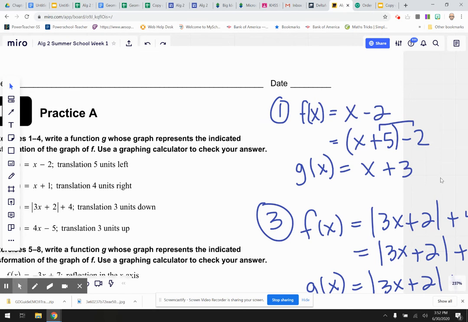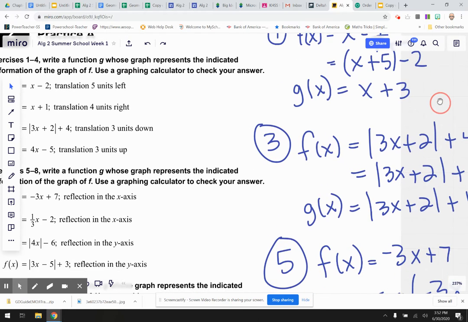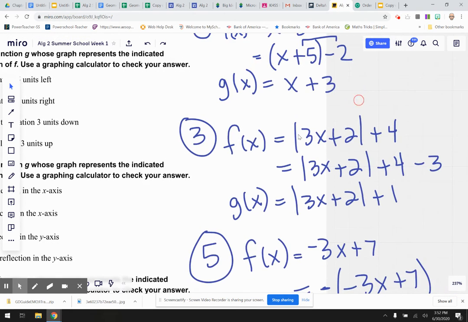Number 3, you're going to start with this function of absolute value of 3x plus 2. Absolute value looks like a v function. And then adding 4 on the outside. They want you to go 3 units down. So I rewrite the function. On your paper, you're writing down the function. Then you're bringing it down and you're subtracting 3, because you're going to go 3 units down from this function. So you take your whole function and you subtract a 3 from it, because that makes it go down.